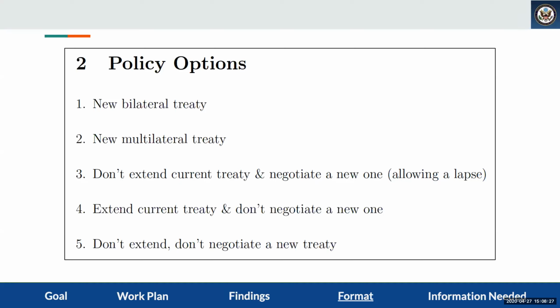Then we're also going to look at allowing a lapse specifically. So this is what you're asking about, I guess, Michael. What will happen if we allow a lapse in the remaining arms control agreement between us and Russia? And then the last two are the status quo, extending the current treaty we have, not worrying about negotiating a new one, and then just getting rid of arms control completely.